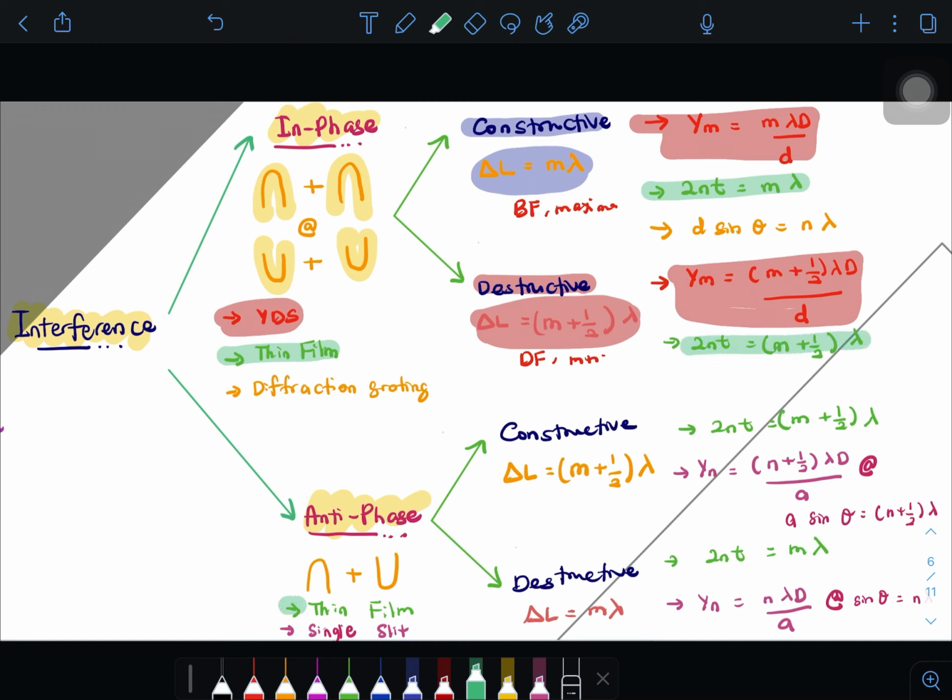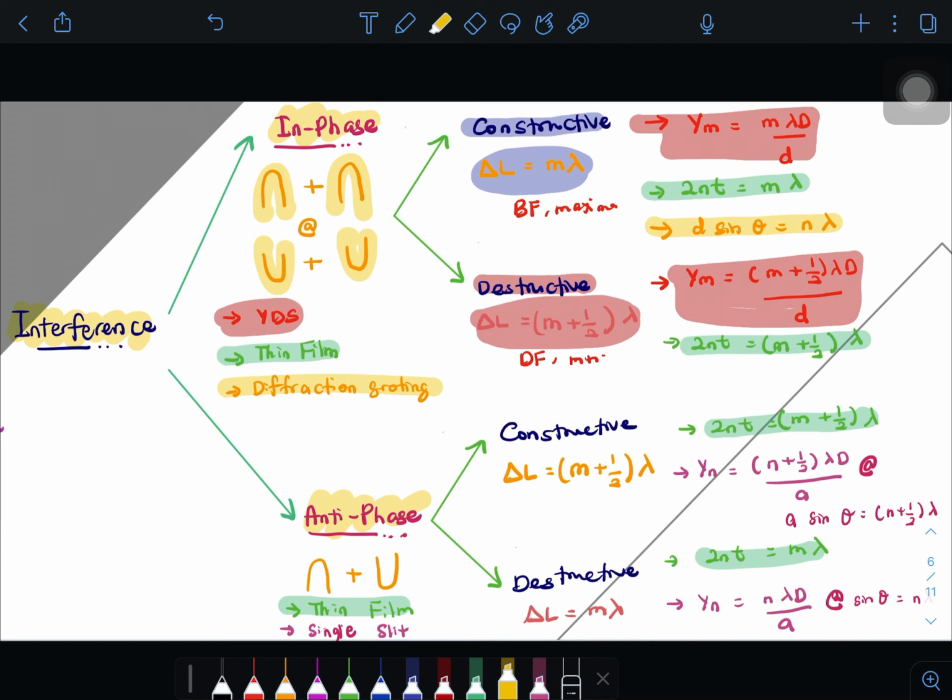Tetapi thin film juga ada antiphase. So kalau dia constructive, this is the equation. Kalau dia destructive, this is the equation. And we have learned just now diffraction grating. Diffraction grating dia berada di bawah in phase. So the equation hanyalah satu, D sin theta equals N lambda, sebab untuk syllabus kamu, kita hanya fokus kepada bright fringes ataupun maximum.